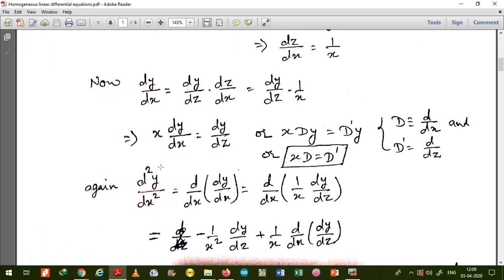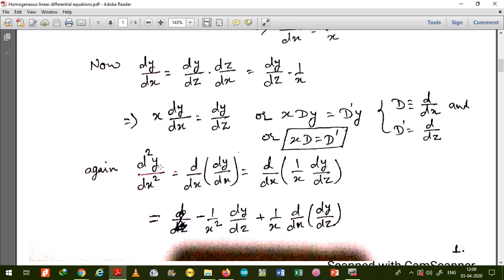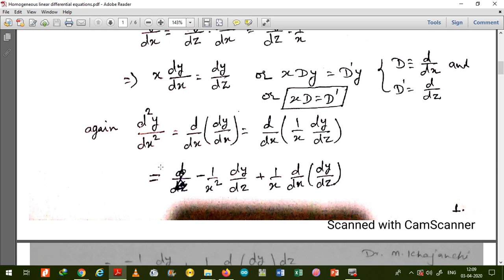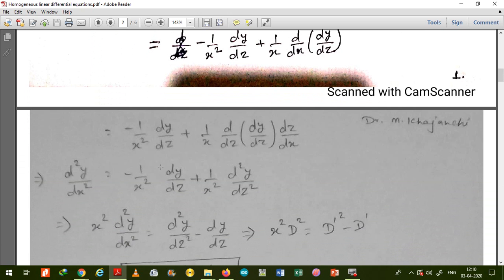Similarly, we try to find d2y upon dx square, that is the second order derivative of y with respect to x. We have already calculated dy upon dx, which is given by 1 upon x dy upon dz. Now differentiate 1 by x dy upon dz with respect to x to get d2y upon dx square, and this is given by minus 1 by x square dy upon dz plus 1 by x d by dx of dy by dz. Now when we simplify this using the chain rule, the second term converts into 1 by x d by dz of d by dz into dz by dx. After putting the value of dz upon dx as 1 by x, we get d2y upon dx square equals minus 1 by x square dy by dz plus 1 by x square d2y upon dz square.